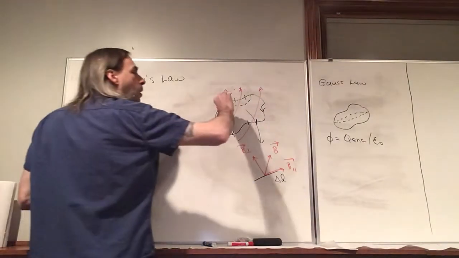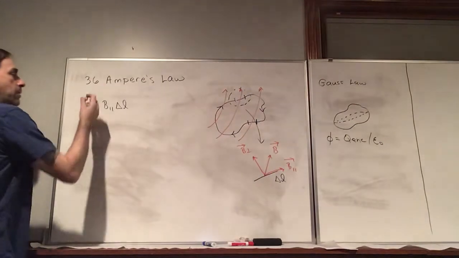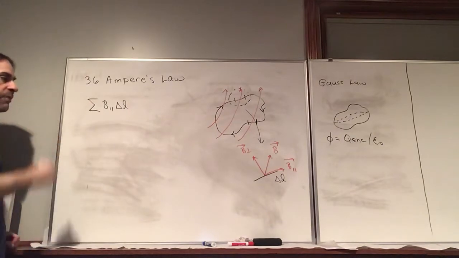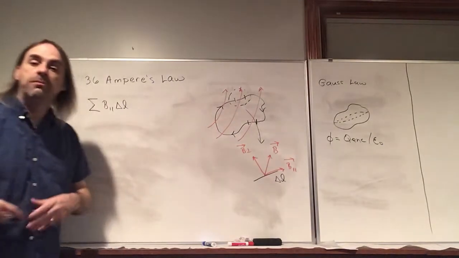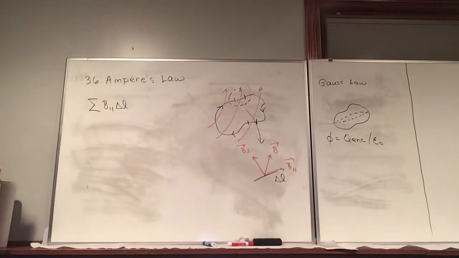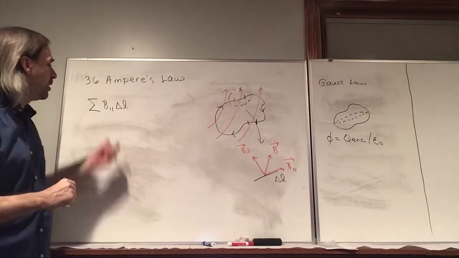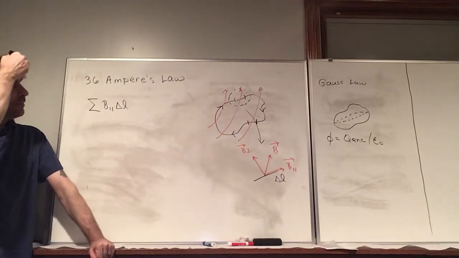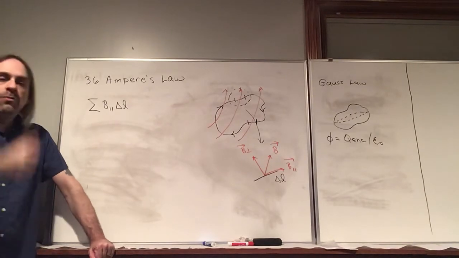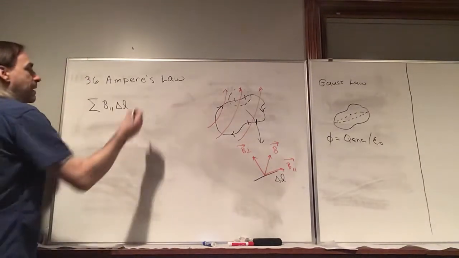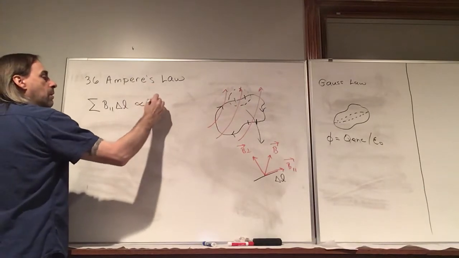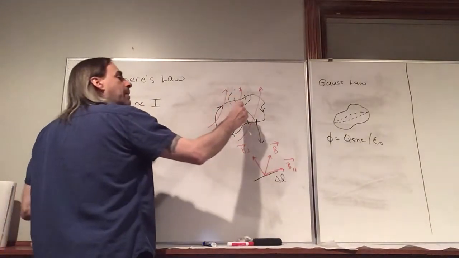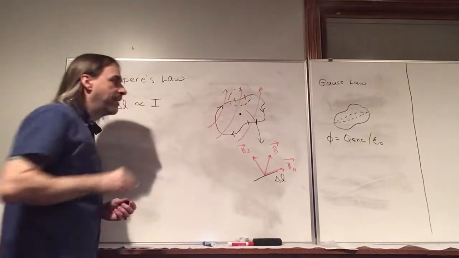And so what we're going to do is go all the way around this boundary. Again, we have a line that forms a closed curve. That's the boundary of our open surface. So if we go all the way around this boundary, calculating this along every segment, we add it all up. And what Ampere's law is saying is that this is proportional to the current. Now, what current are we talking about? We're talking about a current that passes through this surface.